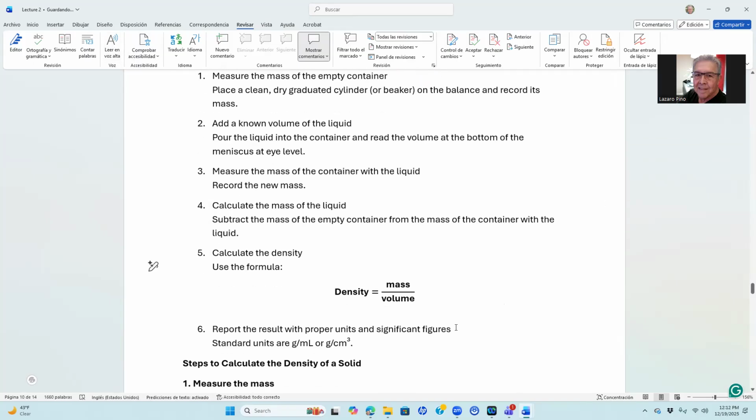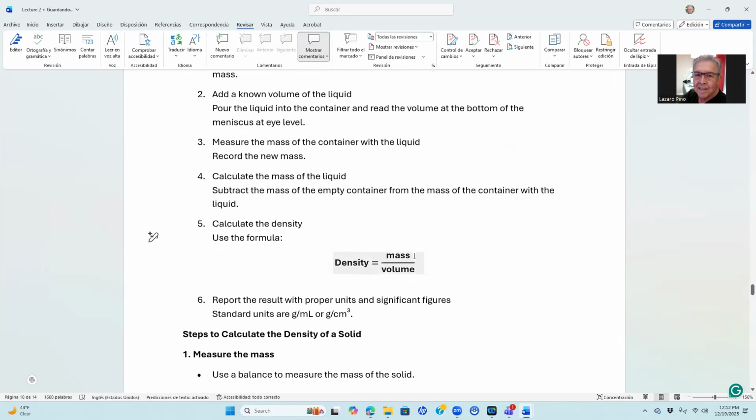Calculate the density. Use the formula. Well, the formula, as you can see, is density equals mass divided by the volume. And then report the result with proper units and significant figures. Standard units are g/mL or g/cm³, grams per milliliter or grams per cubic centimeter. Let's see what the steps are to calculate the density of a solid.